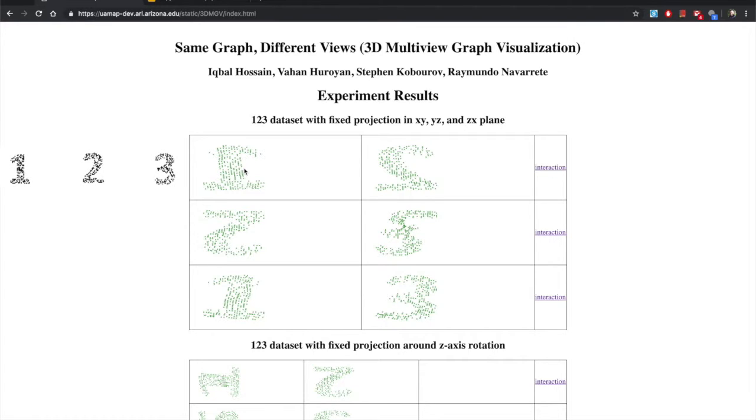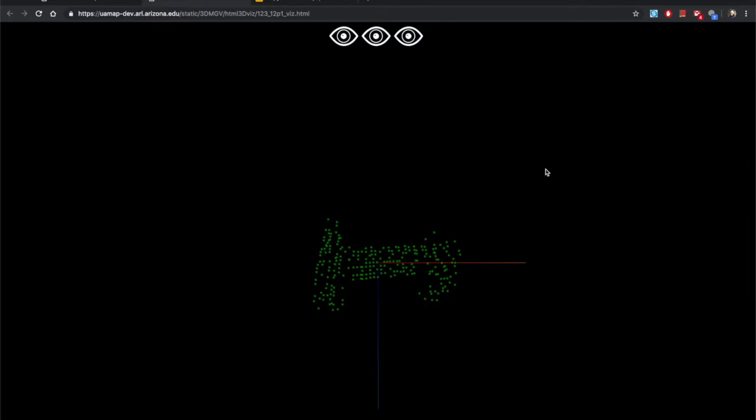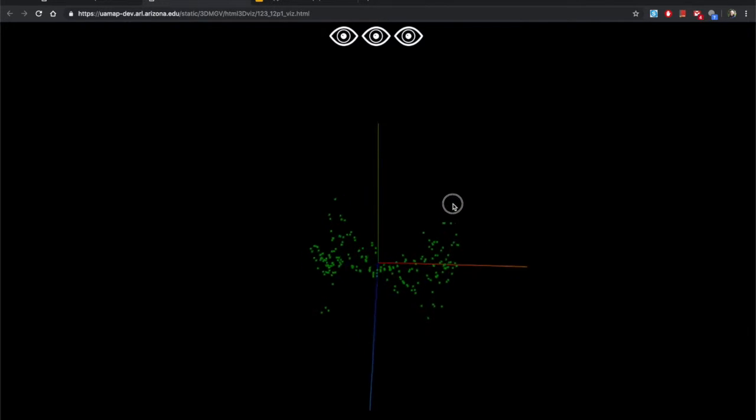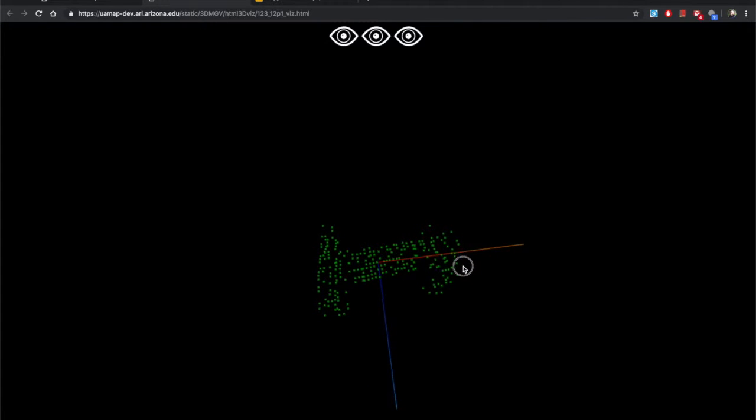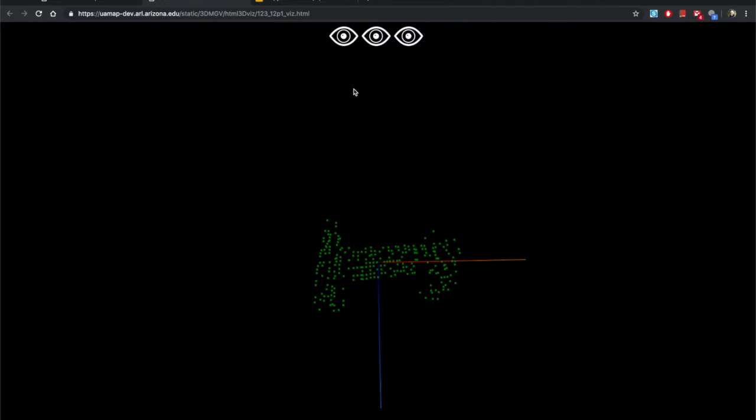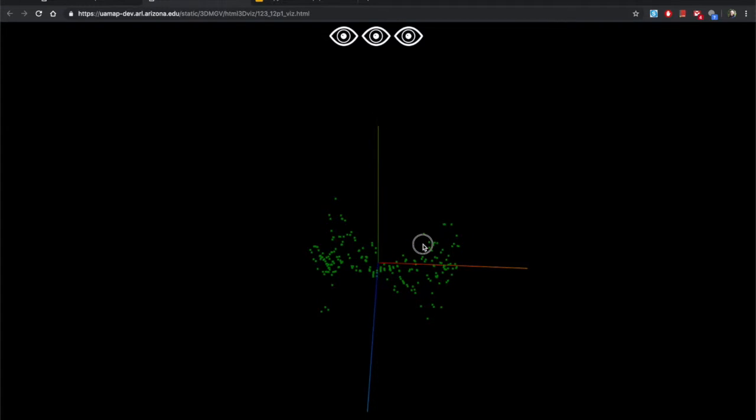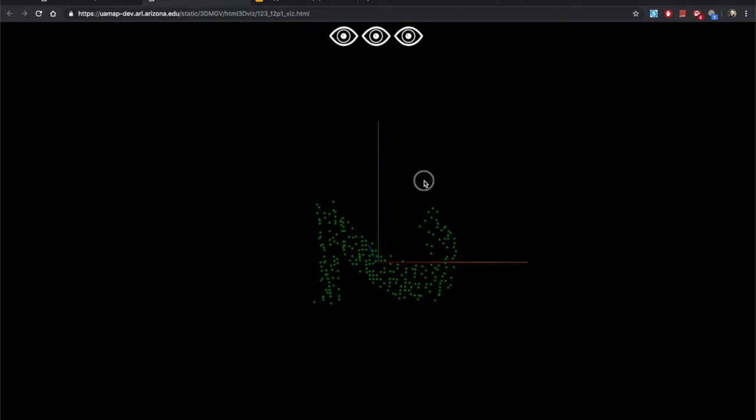The first example contains a dataset that consists of digits 1, 2, and 3. The motivation behind this dataset is the famous 1, 2, 3 statue. So for the first example, we only consider two views and digits 1 and 2. And the goal is to place the points in 3D. So under the first given projection, you get digit 1, and under the second one, you get digit 2.